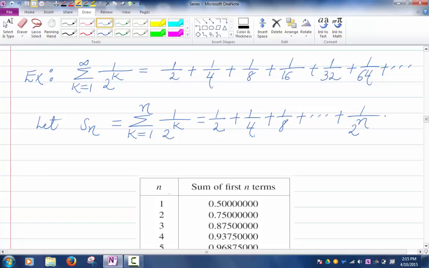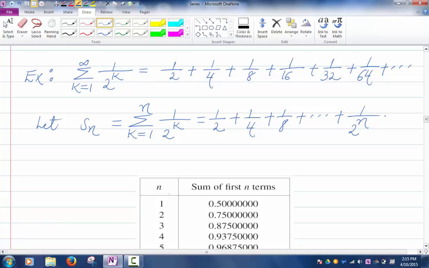Now, how do I make sense of it again? Well, I look at the nth partial sum, Sn. So what is the nth partial sum, Sn? It is half plus 1/4 plus 1/8 plus dot dot dot plus 1 divided by 2 to the n. That's the last term of the partial sum.